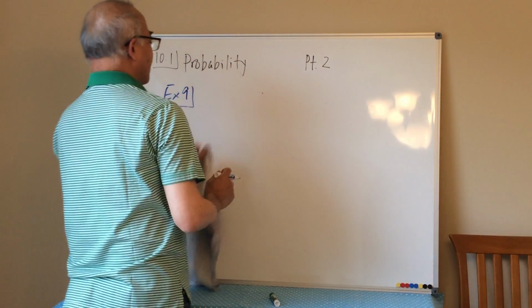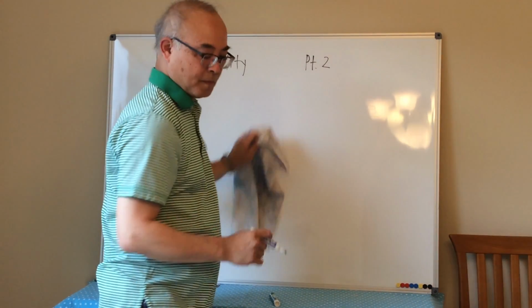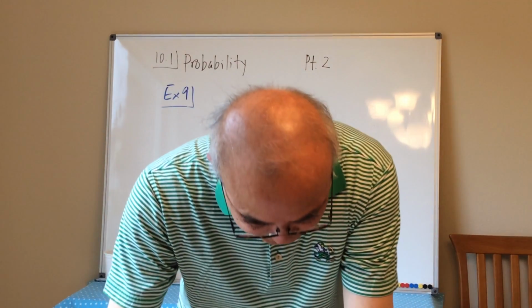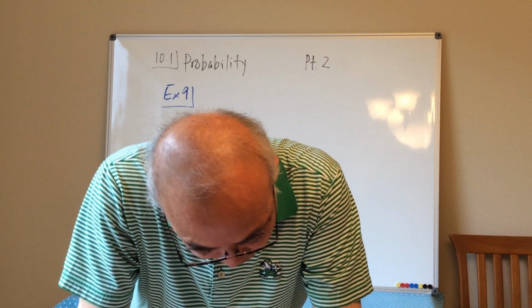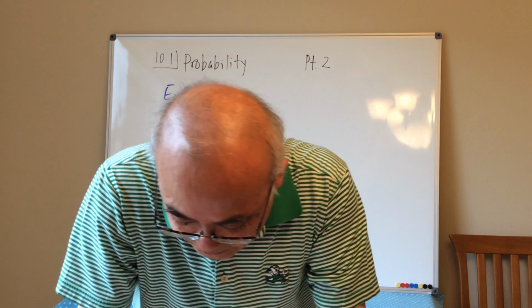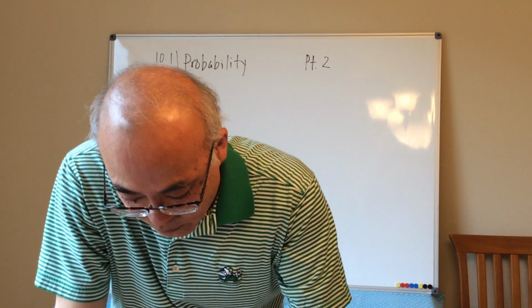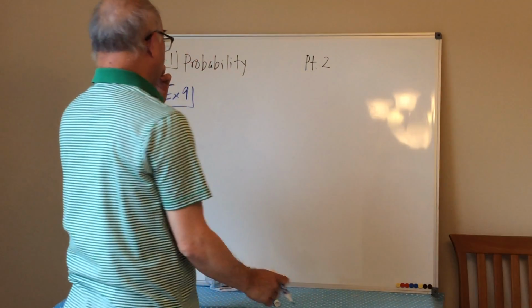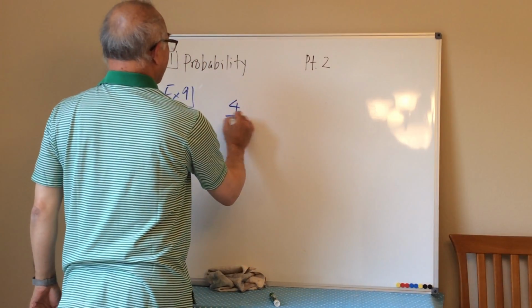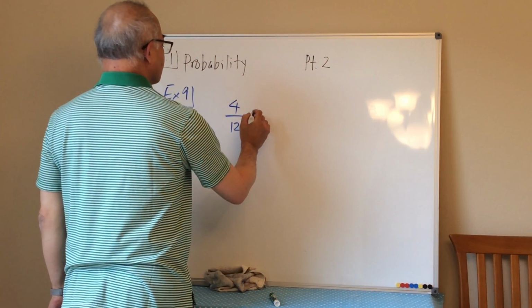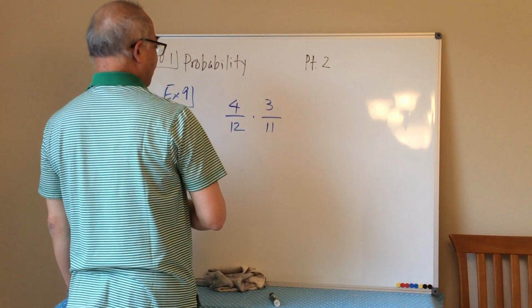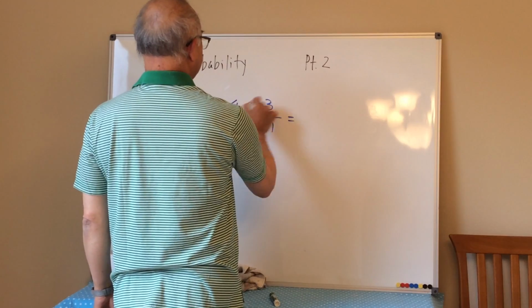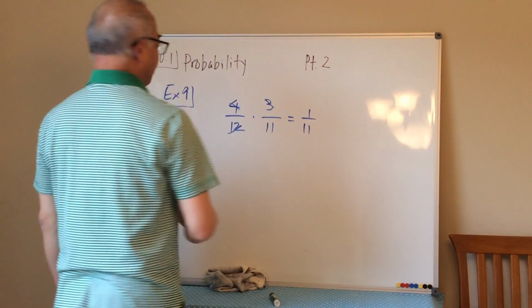Example number 9. And so, if 4 of the toffees are vanilla, what is the probability that both of them turn out to be vanilla, right? And we actually did this already, right? So the first one, we're going to have 4 out of 12. Once we pick the vanilla, there's 11 left, and there are 3 vanillas left, right? So now these cancel out, 1 over 11, okay?